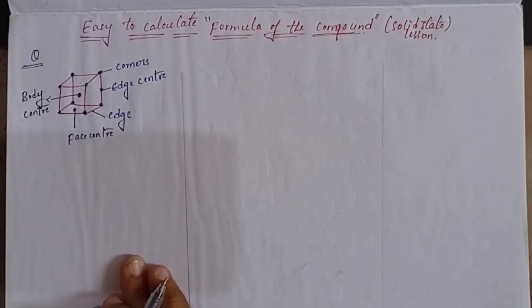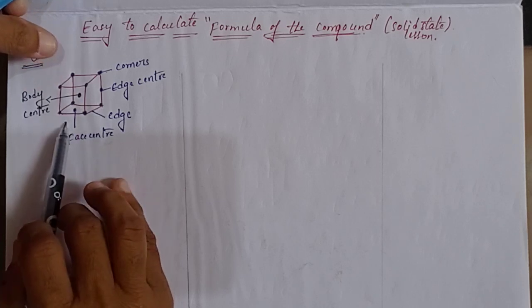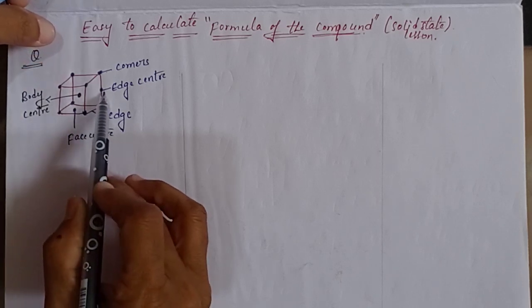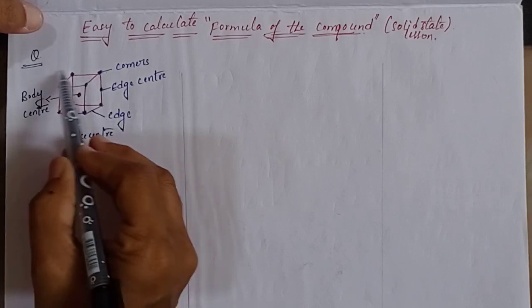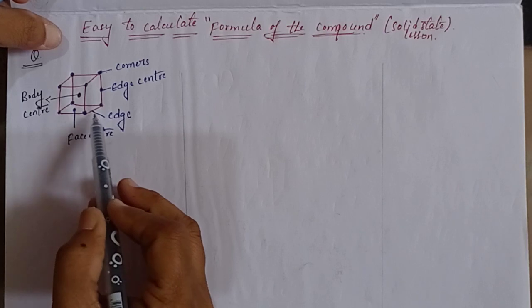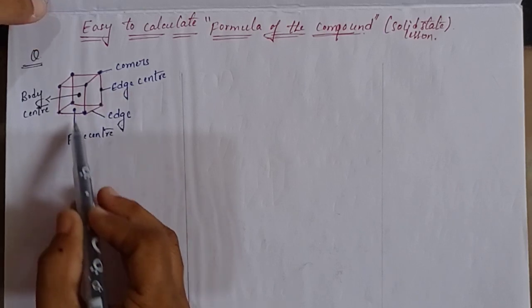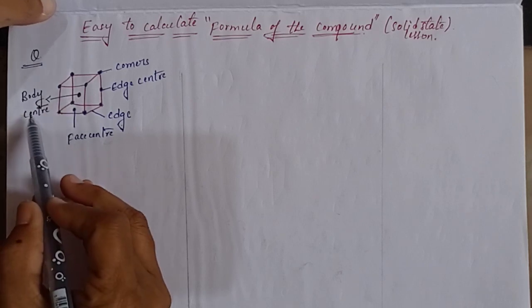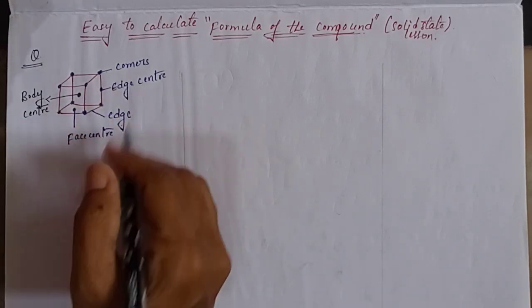particles. Correct, students? See here, these are all corners, total 8 corners will be there, and this is the edge center, and this is the edge. These are all edges only. From corner to corner, this distance is called an edge. So this is the edge center, this is the edge, this is the face center, this is the body center. Clear, students?